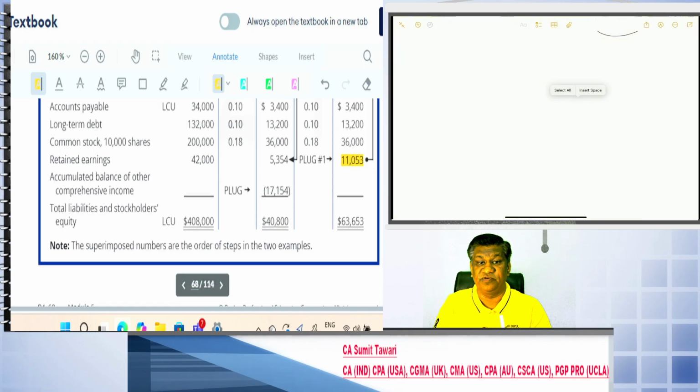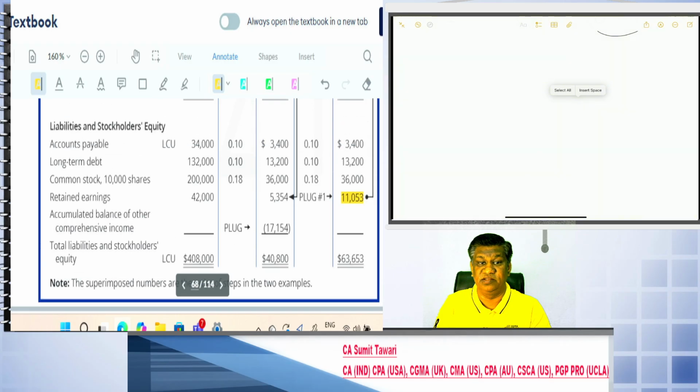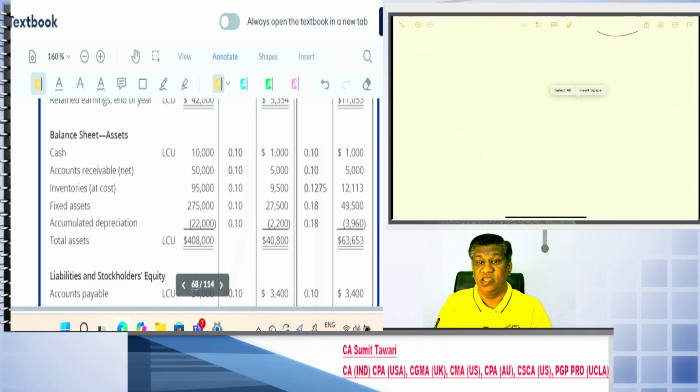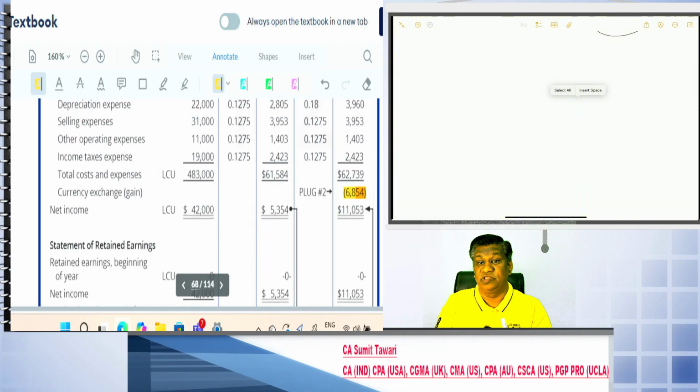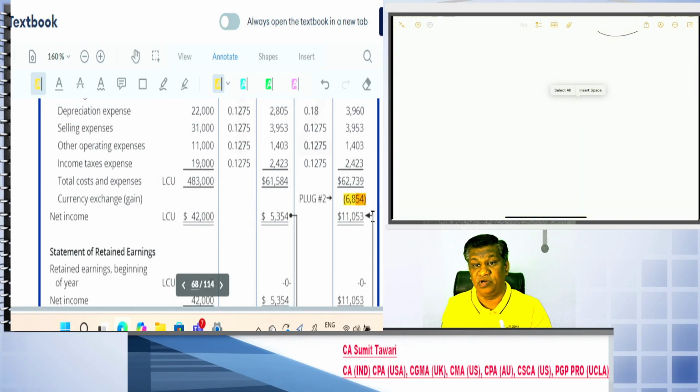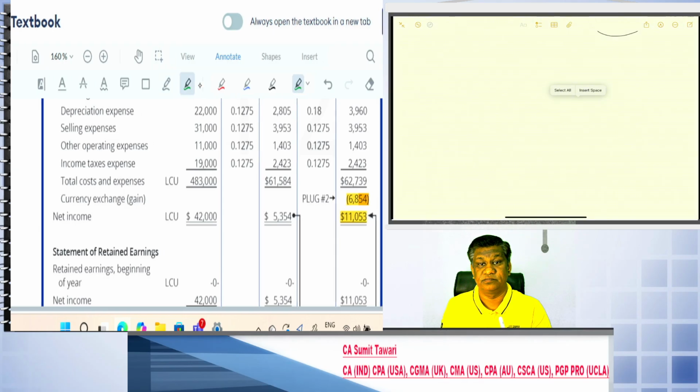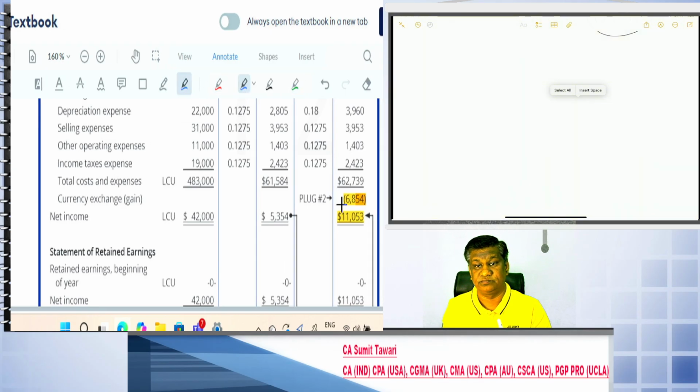This may be the first year of the financials, so that's why there is no accumulated balance or something like that. And if this is the first year, retained earnings 11053 is basically the income carried forward from the P&L. So here I want to see the same income, I need to maintain. And because of that reason, this difference I need to calculate.